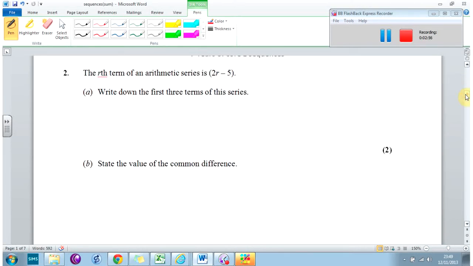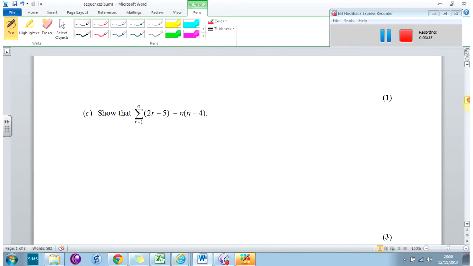Okay, a little bit trickier here maybe. We've got to work out the nth term of this sequence. So we have a little think about that, and we've got to write down the first 3 terms. So this tells us how to do it. The first term is 2 times 1 minus 5, which is minus 3. It's going up in 2's, so you can see it's going to go to minus 1 and then 1. Value of the common difference, well, it's going up in 2's, so d is equal to 2.